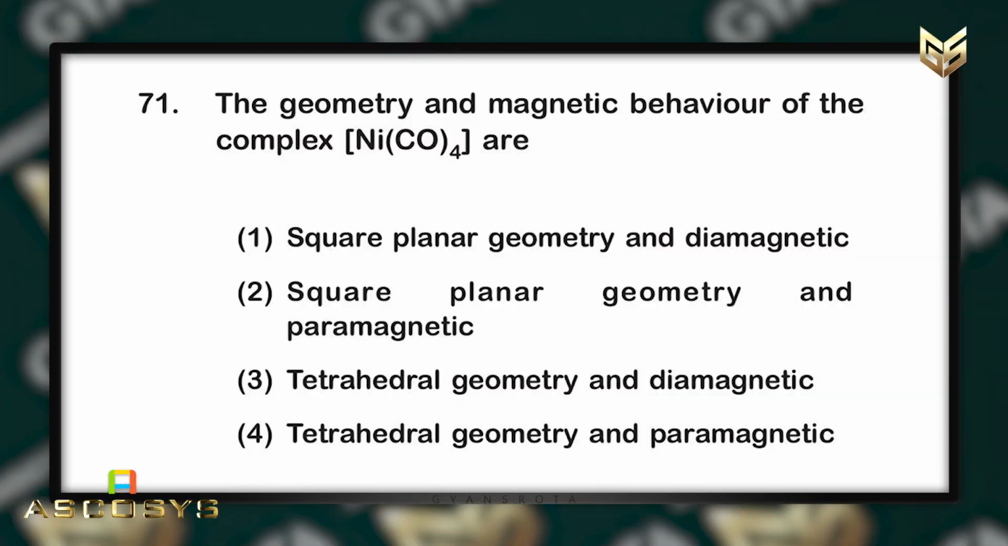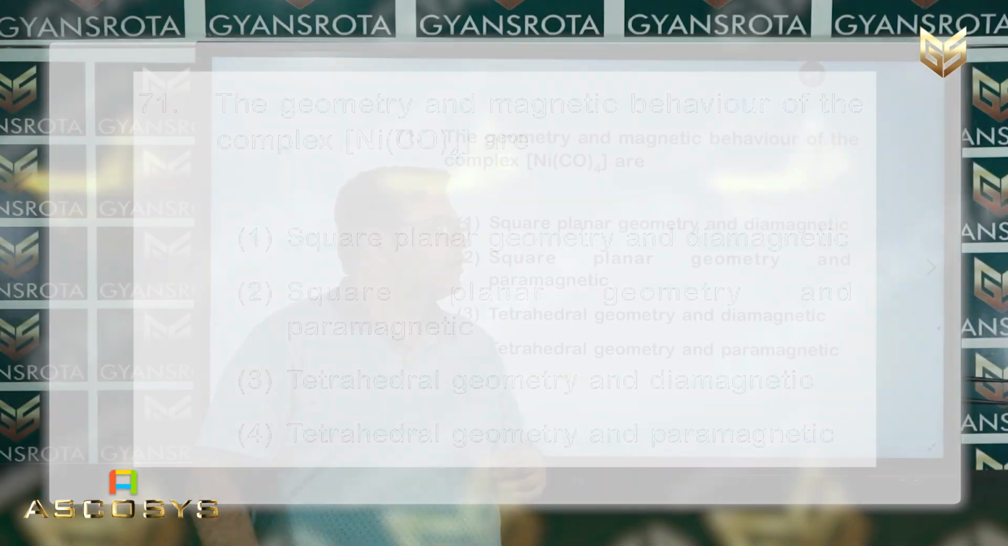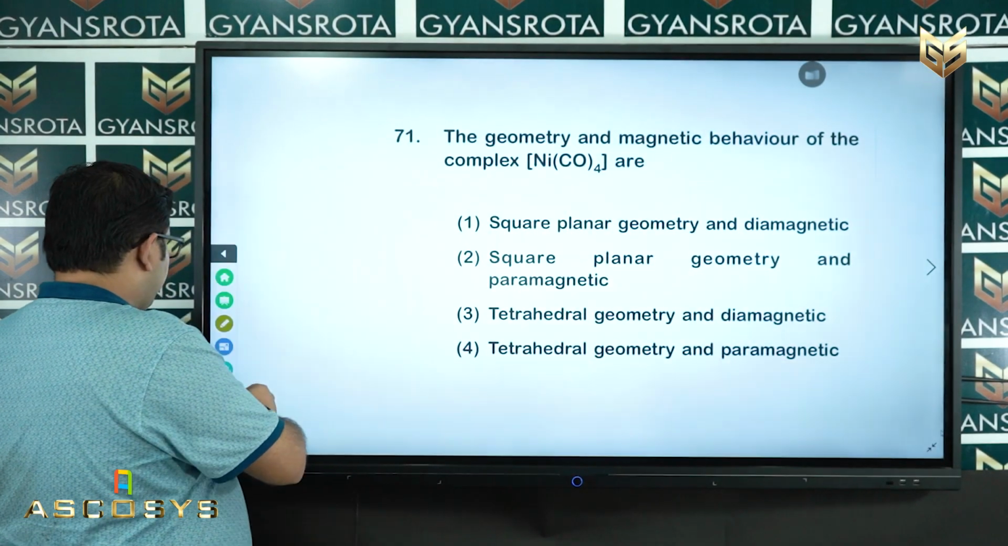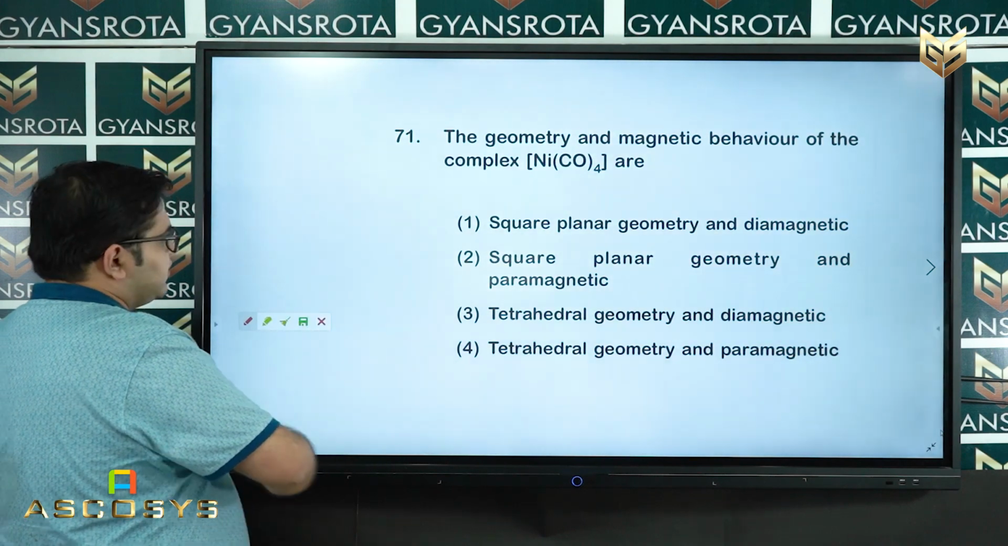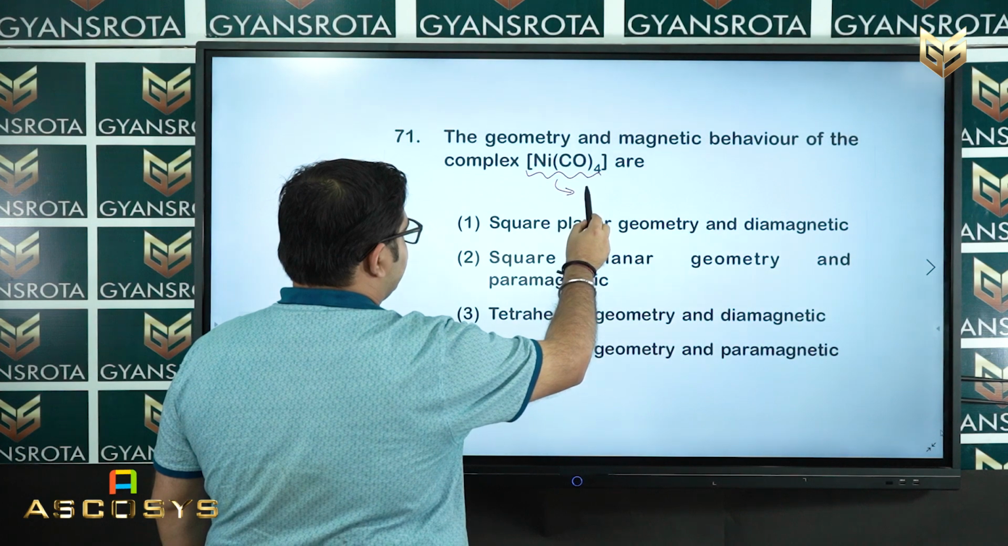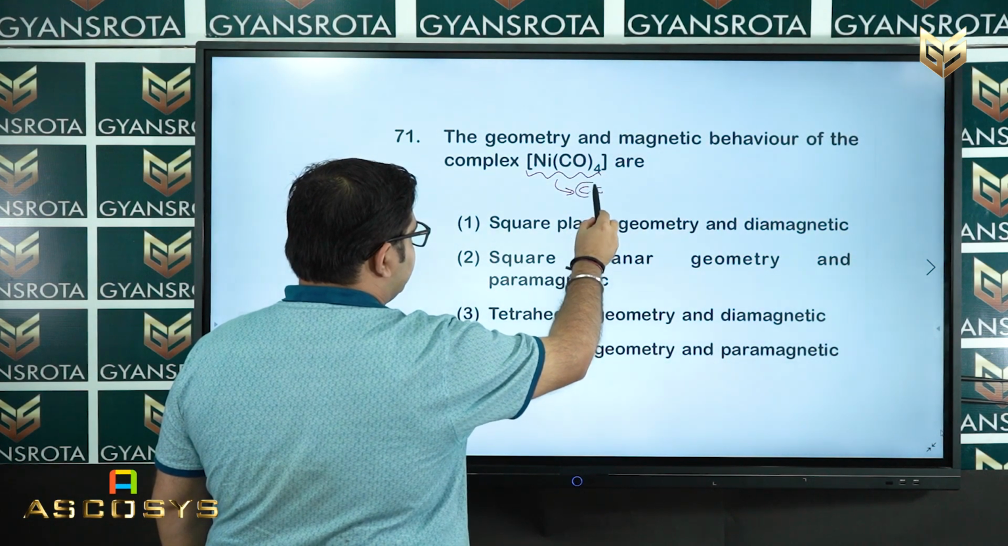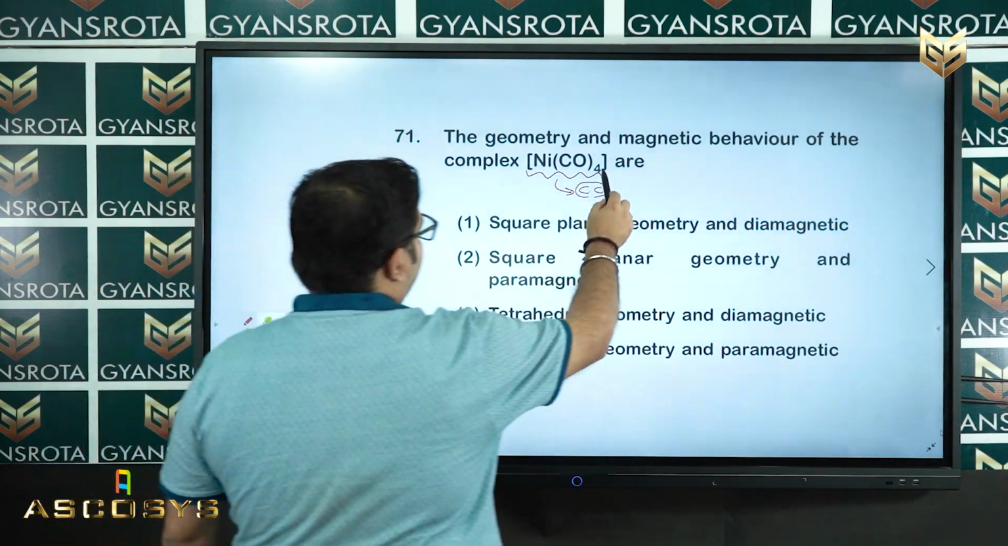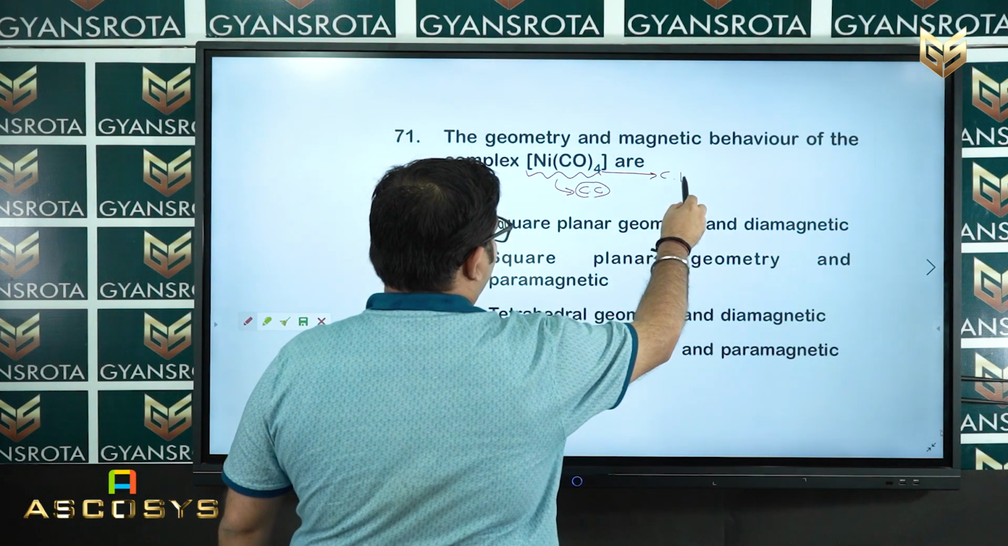So, question number 71 is on the screen. The geometry and the magnetic behavior of the given complex are? So, now we are moving to the solution part. If you see, this is a coordination compound. So, here I am writing coordination compound, short form CC, and what we found is that your coordination number is 4.